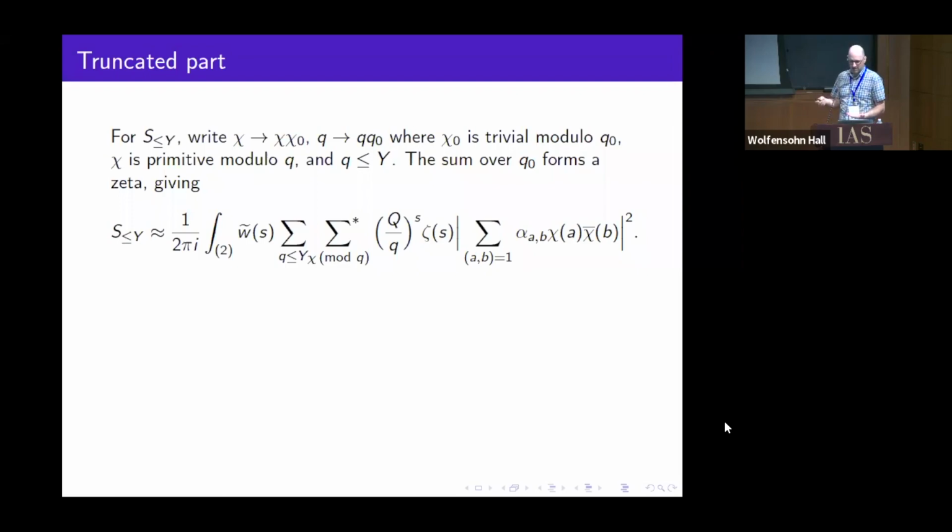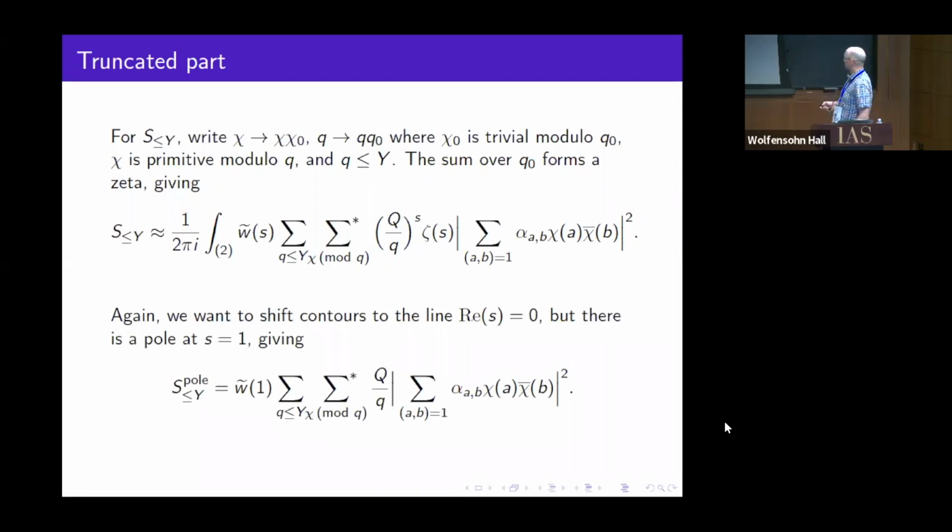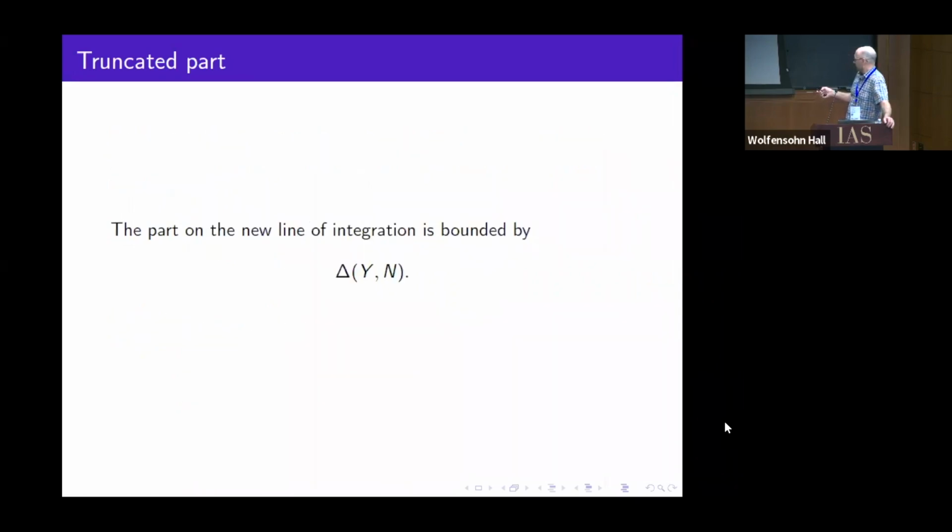So if you have characters with conductor at most y, you can factor your character as something trivial times something primitive. And the trivial part will give you a zeta, basically. That's this zeta. And what's left over is chopped off at y. Again, you want to shift contours over to the left. This zeta gives us a pole, this time at 1, but that's not a huge difference. So again you get a polar term here, but on the new line, you get something good. I'm trying to draw the analogy. I know there's a lot on the slides, but it's very much like before: it's a new instance of the same problem, but with smaller parameters.